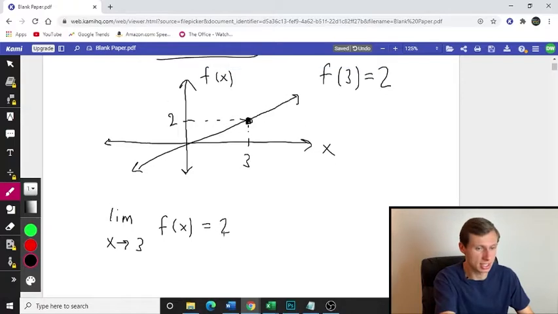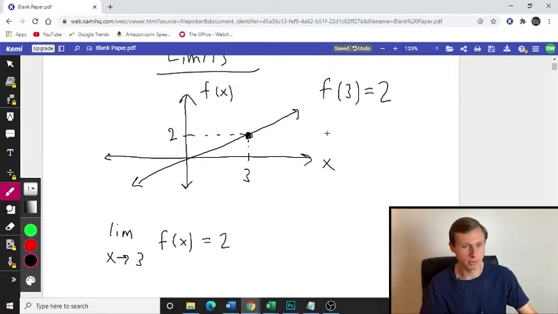It's actually, in this case, the exact same as the actual value of the function at f of 3. And the reason for that is because we see the dot here, it's at 3 comma 2. And we also see that the graph from both sides, from both the left side and the right side, is approaching the same number. It's approaching a value of 2.